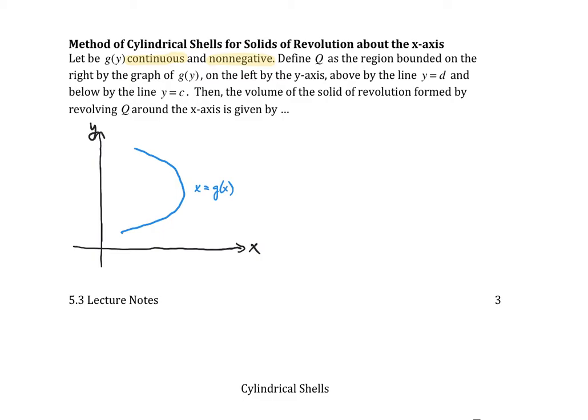And we are going to be bounded from below by y equal to c. And we're going to be bounded above by y equal to d, like so. And this time we are rotating about the x-axis, so I'm going to put a little loop here like this. So we're going to call the region that we're rotating Q. So let me put a Q in there, and I'm going to shade the region in yellow. Okay.